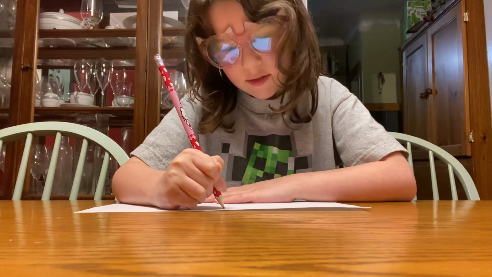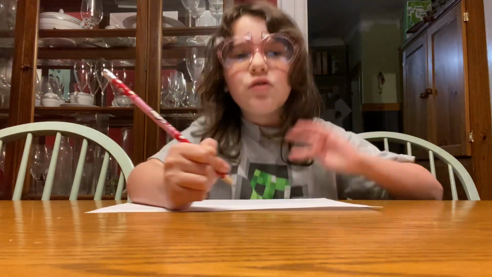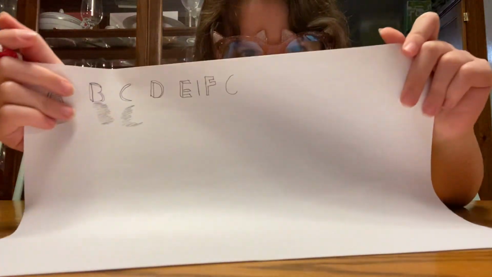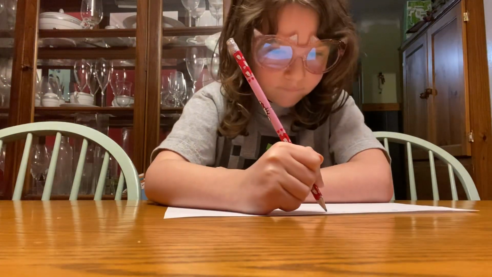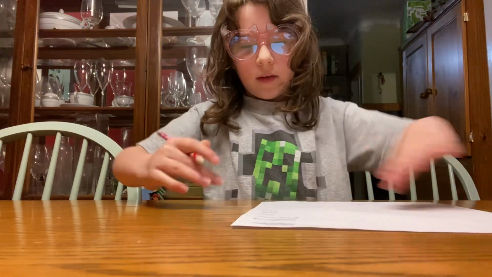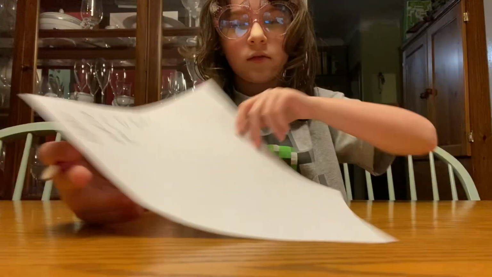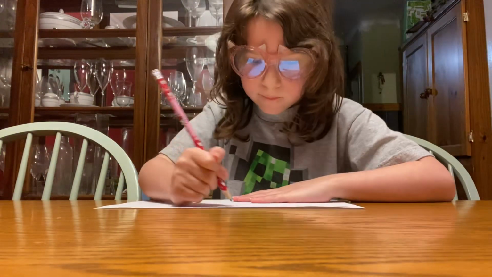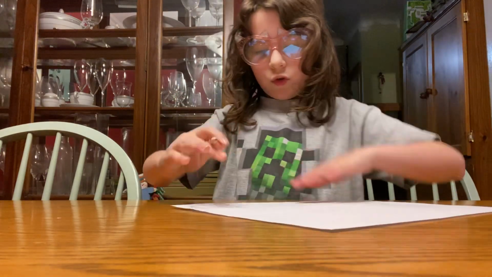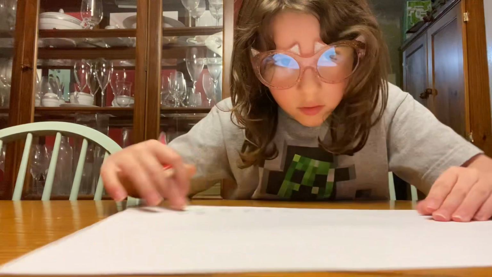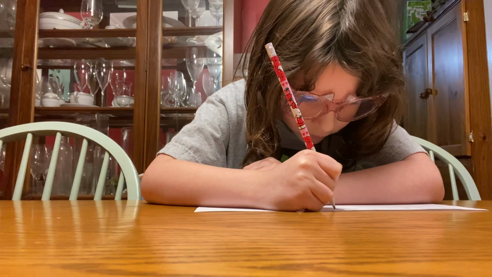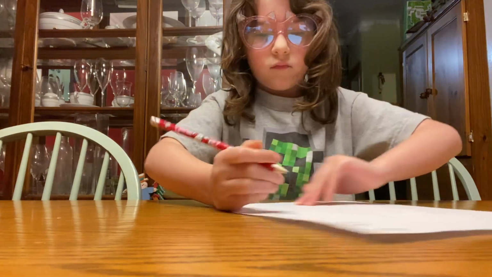Then G. I forget how to make a G, so yeah. First, make it look like a C. And then outline that C. Not fully. And do your normal G. Done.